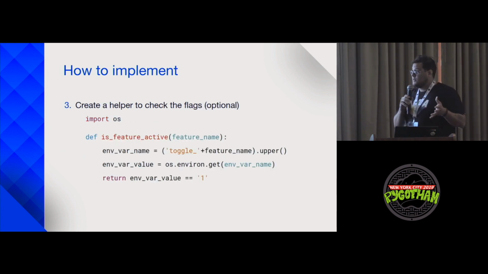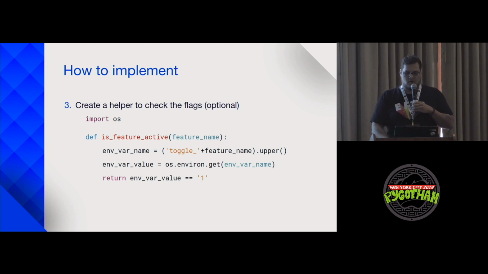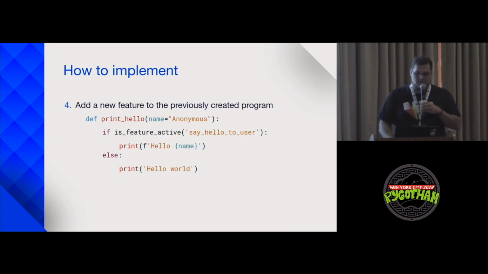This step's kind of optional. I'm creating a helper function that checks if the value of the flag is on or off. It receives a lowercase, snake case feature name, converts it to the environment variable name, and checks if the value is 1. If it's 1, it's on. If it's anything else, it's off. It's false. So it returns a boolean.